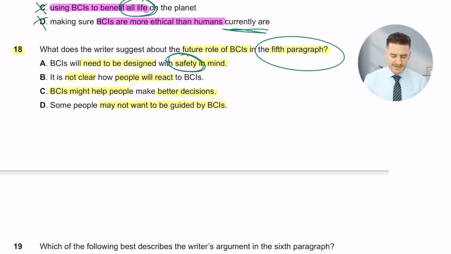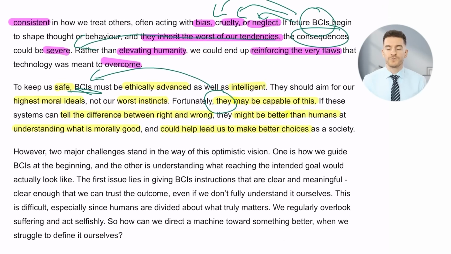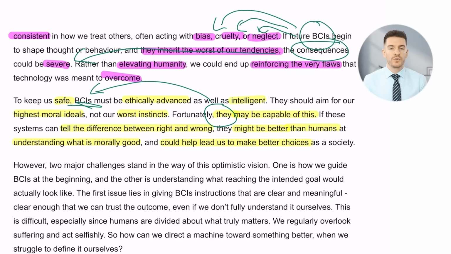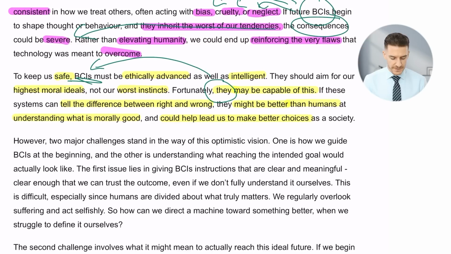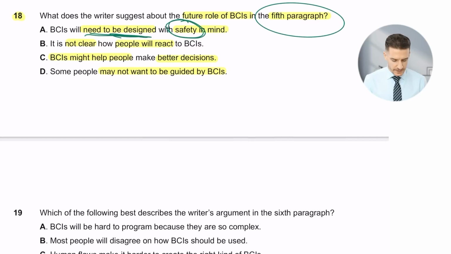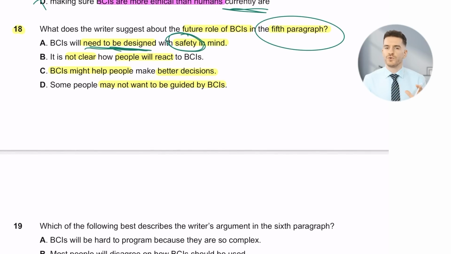Well, yes, it does talk about safety, but it doesn't say they'll need to be designed. Let's just quickly double check. And this is what you should do in the real reading test. If you're not sure, quickly go back up and have a look. So look what it says. It says to keep us safe, okay? To keep people safe, BCIs must be advanced and intelligent. So let's just go down. Designed with safety in mind. Well, no, it doesn't say that, okay? That is a distractor.